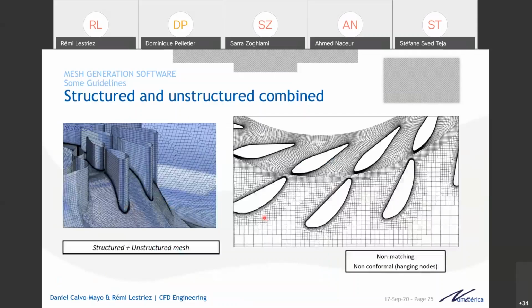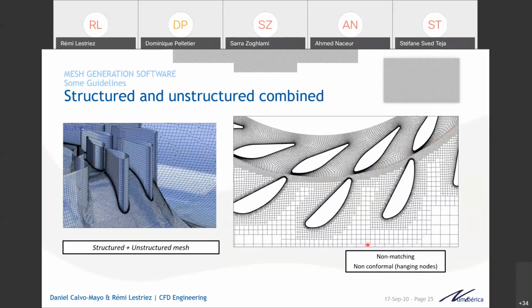Okay, then something we promote, and actually I'm personally very favorable to it, is to combine structured and unstructured. Use structured as much as possible, and where it is too complex, you go to unstructured. Then you have a non-matching connection in between, and at this non-matching interface you should try to have the same cell size. There are specific algorithms, for example full non-matching, GGI in CFX, and you can define a cell distribution to make sure you have the lowest error at this interface.